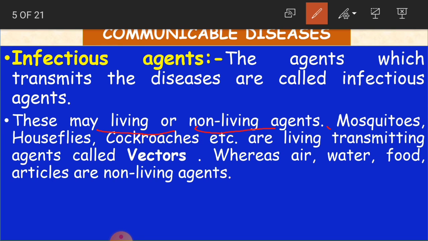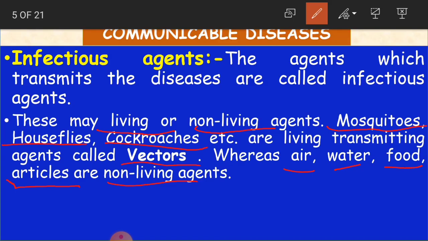For example, mosquitoes, houseflies, cockroaches, such organisms are living organisms, no? And because they are living organisms, they are called vectors, that is, living transmitting agents. Whereas air, water, food and food articles are non-living agents. Even through air, water, food also we get some diseases. You know that, children? So these are called non-living agents.